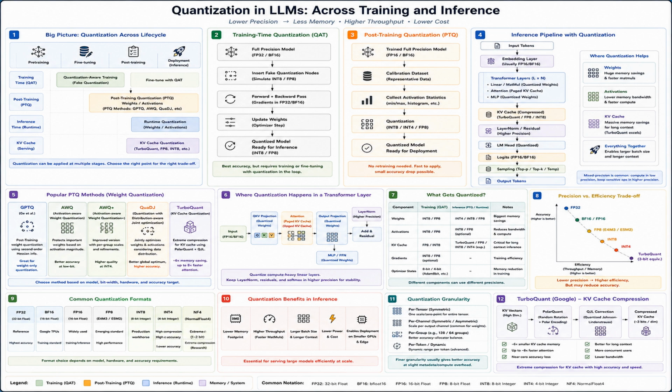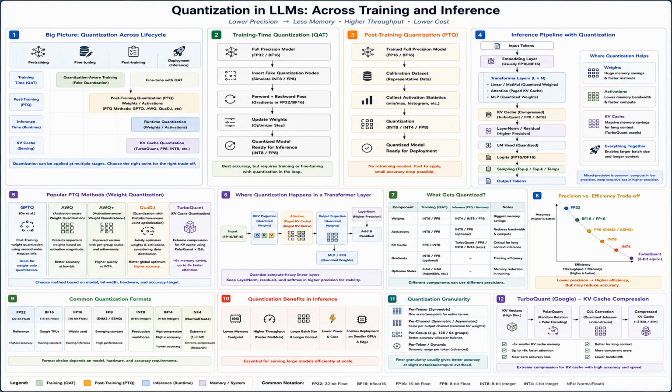Section 10 describes quantization benefits in inference. Quantization enables lower memory usage, faster matrix operations, larger batch sizes, longer context windows, and lower cost and power. These benefits are essential for deploying large models at scale. Section 11 talks about quantization granularity. Granularity affects accuracy and efficiency. It's usually per tensor, per channel, per group, or per token.